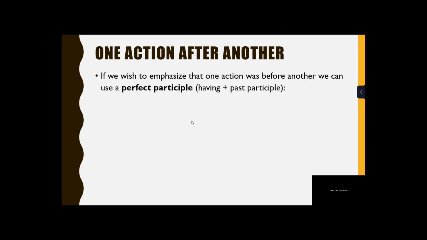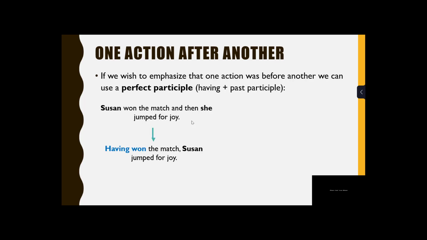Okay, if we wish to emphasize that one action was before another, we can use the perfect participle, like having and the past participle. Susan won the match and then she jumped for joy. So, an action was before another action. What action happened first here? Susan won the match. The second action is that she jumped. So I'm going to use a participle clause. Having won the match, Susan jumped for joy.